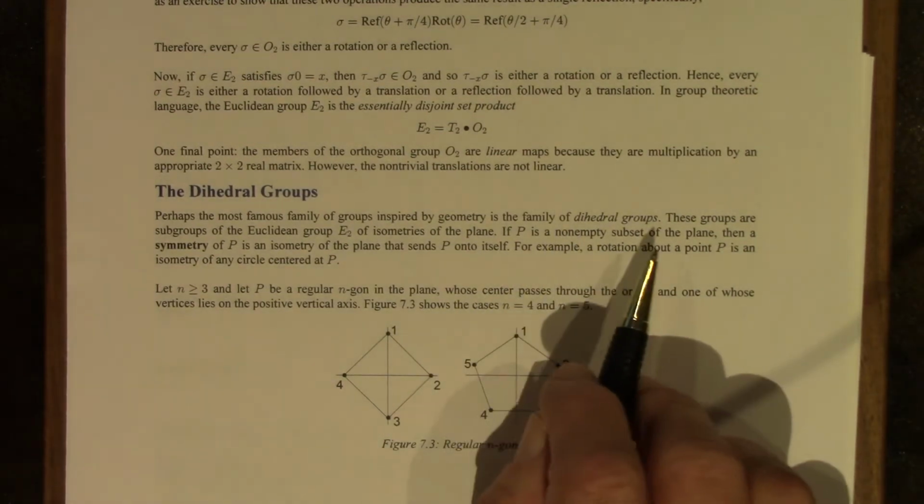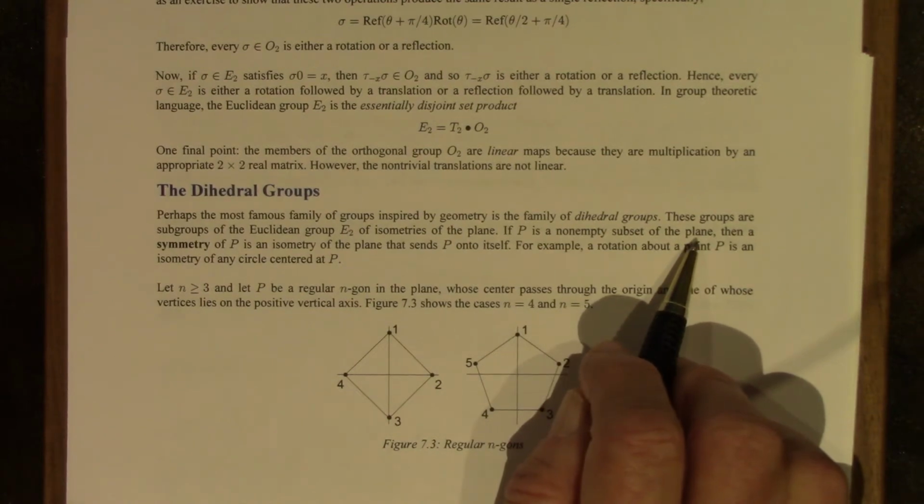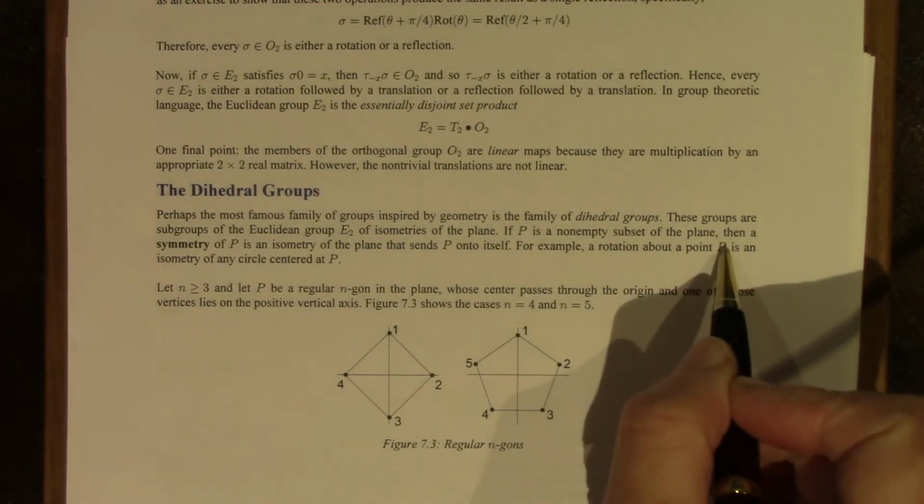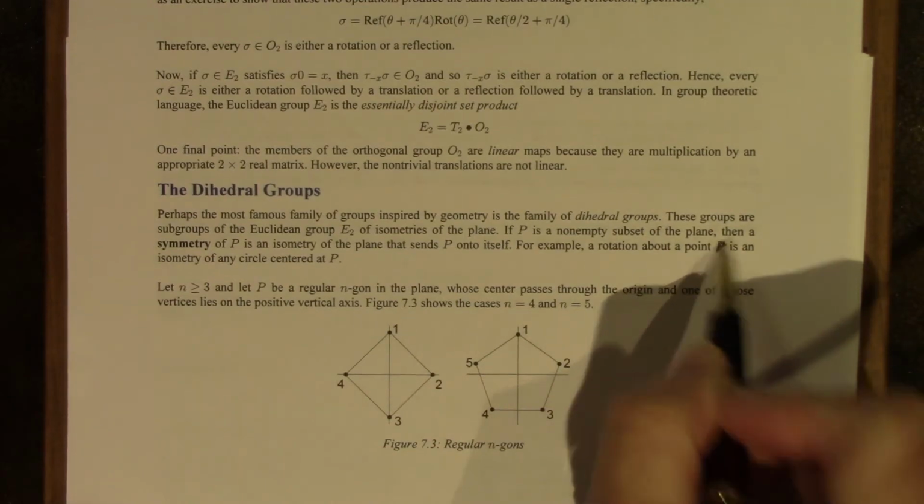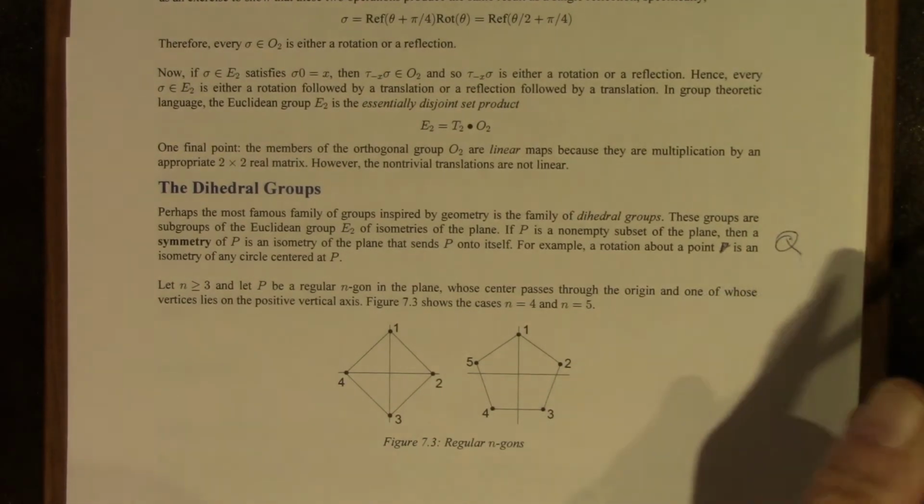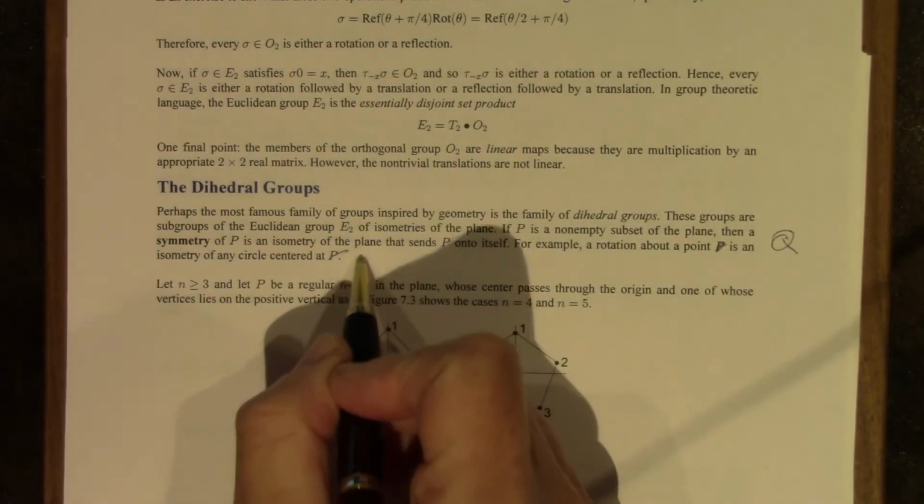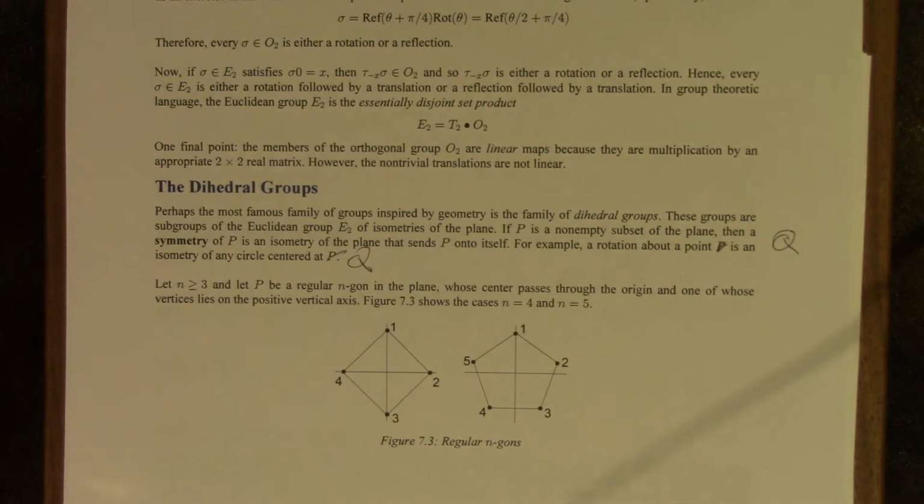So if P is a non-empty subset of the plane, then a symmetry of P is an isometry of the plane that sends P onto itself. So for example, rotation about a point, I probably shouldn't call it P, I should maybe call it Q, is an isometry of any circle centered at Q. Okay. So P is the circle that we're creating the symmetry for.